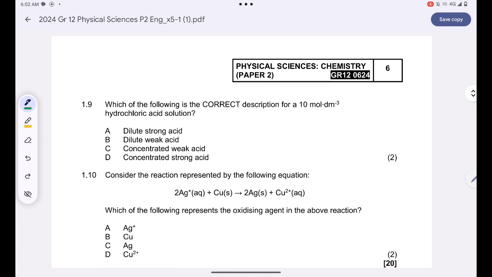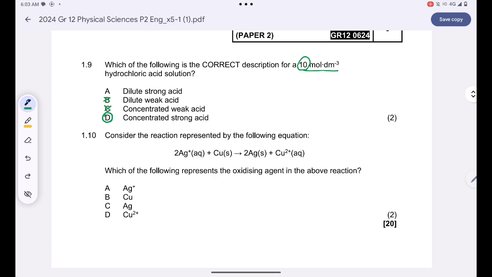Okay. Which one of the following is the correct description for a 10 mole per cubic decimeter hydrochloric acid solution? I know that hydrochloric acid is a strong acid, number one. So this cancels options B and C. Are you together? I'm told that the concentration is 10 moles per cubic decimeter. This amount of concentration, guys, is huge. Are you together? So this is a highly concentrated strong acid. That's why the correct answer is D over there.